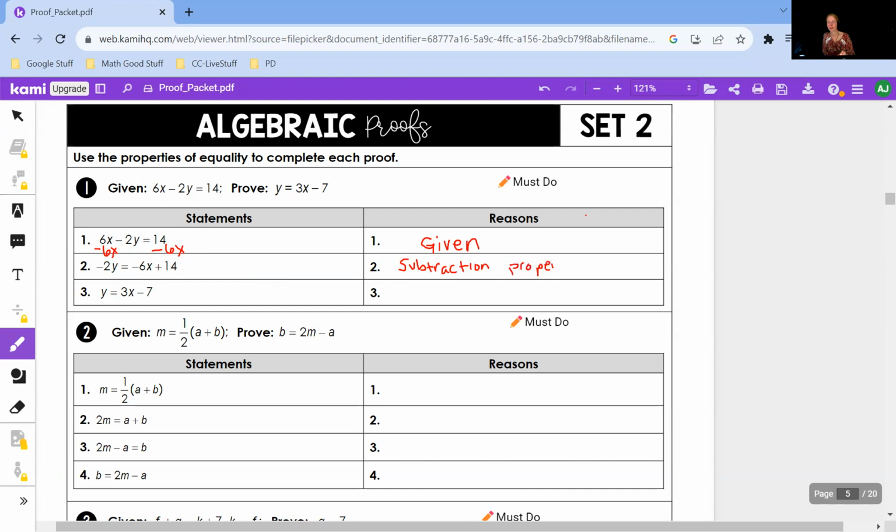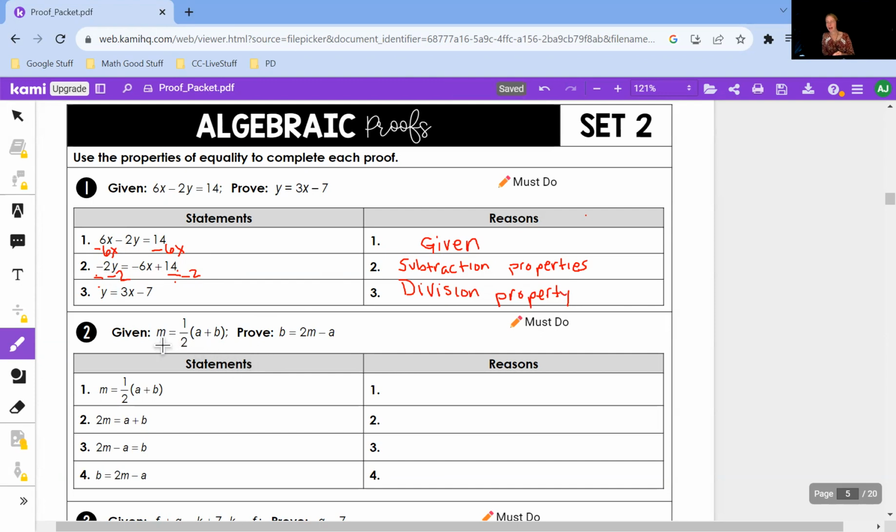And then in this final step, we went from negative 2y equals negative 6x plus 14 to y equals 3x minus 7. So we have divided by negative 2 on both sides. So we used the division property. Right? Now this next one is going to be similar.